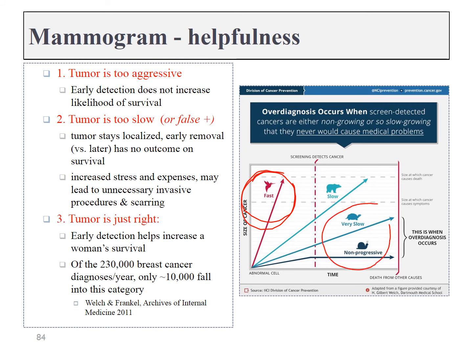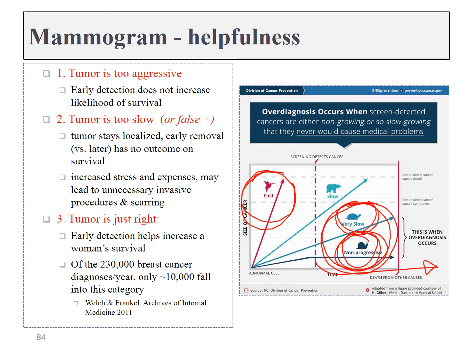And some tumors grow very slowly. Some of them aren't going to grow at all. So who cares whether you detect these tumors at the age of 40 or 50 or 60 or 70? They're not going to change.